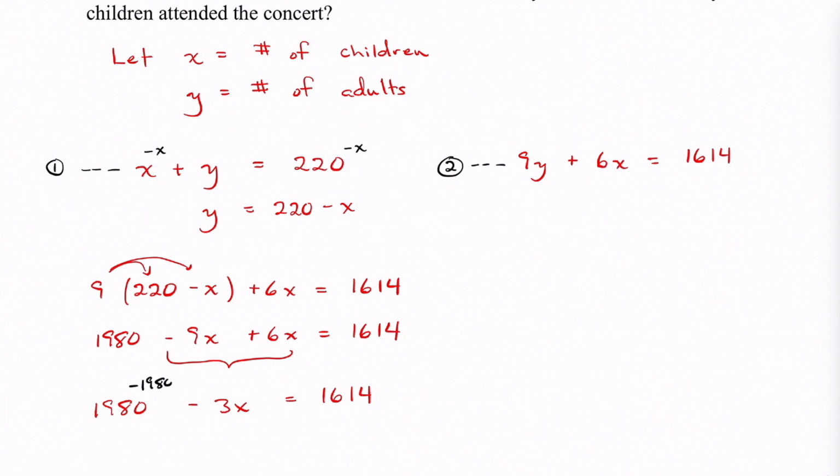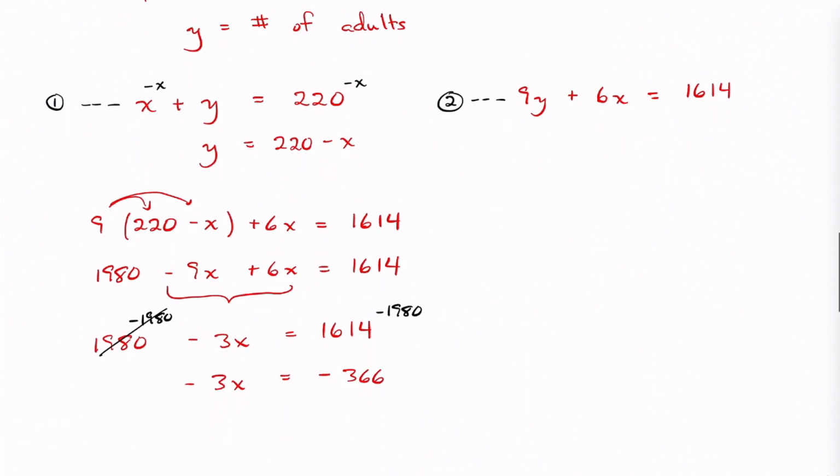And then we want to get this x by itself, so let's get rid of this 1,980. So we will subtract that from both sides. It's going to cancel on the left. So we just have minus 3x equals, and then 1,614 subtract 1,980 is negative 366. And then lastly, let's get rid of that negative 3. So we'll divide by negative 3, divide by negative 3. Those will cancel. So we have x is equal to, the negatives will cancel on the right, and 366 divided by 3 is 122.